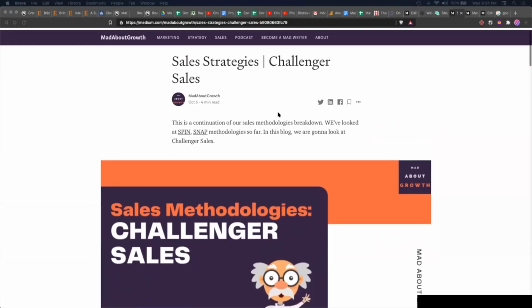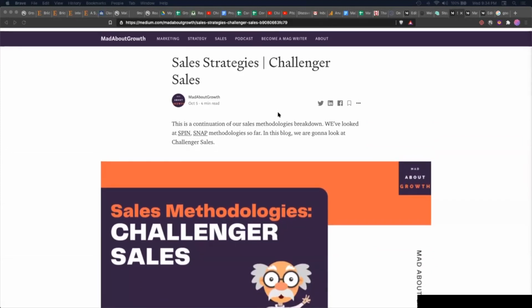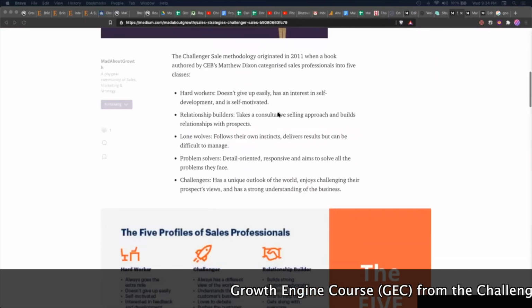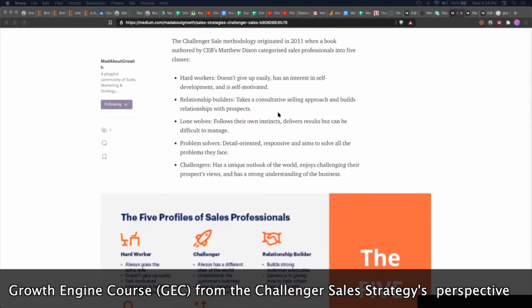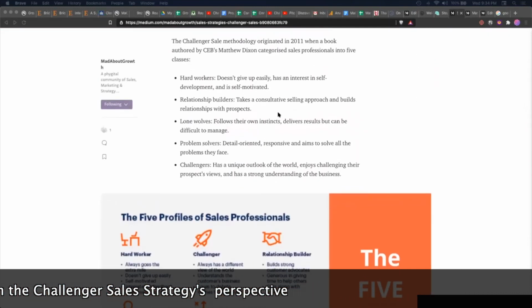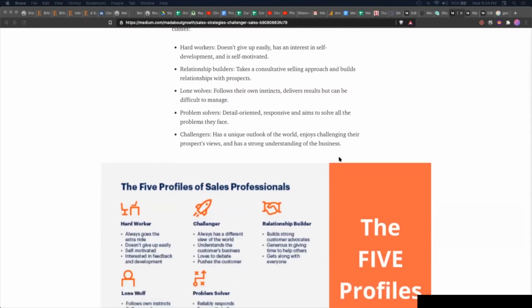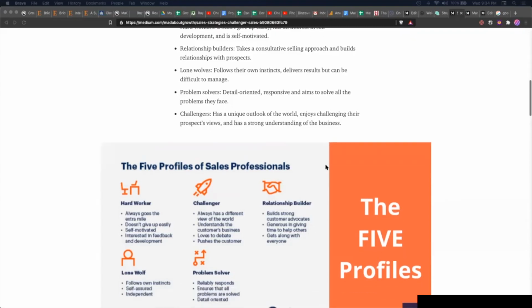Nice. All right. So the next one is to look at the same Growth Engine course from a Challenger sales personality type perspective. Challengers have a unique view of the world. They enjoy challenging their prospects' views and have a strong understanding of the business. Now let's apply the same lens to the Growth Engine course.